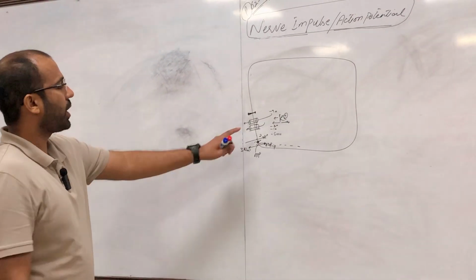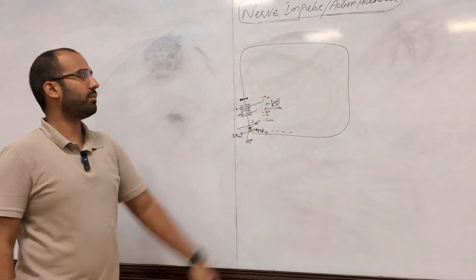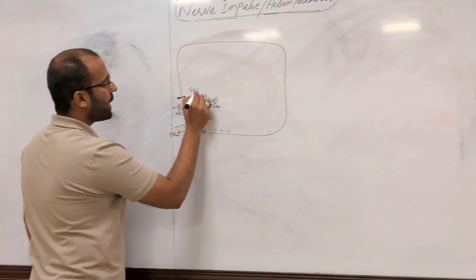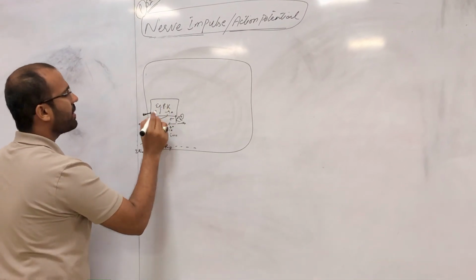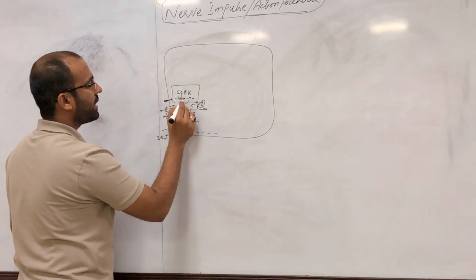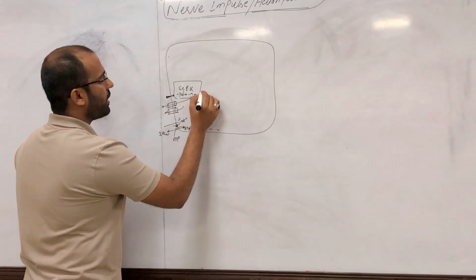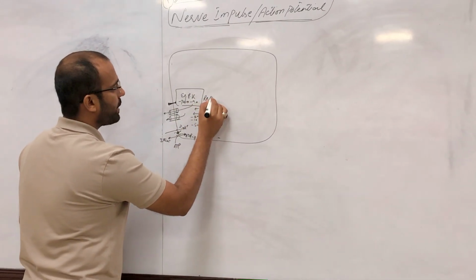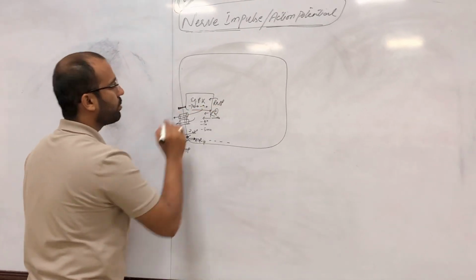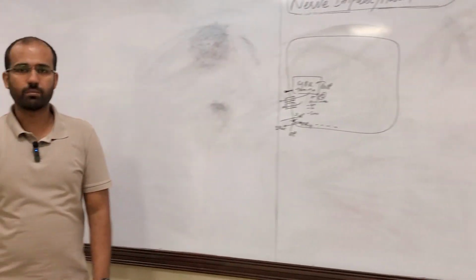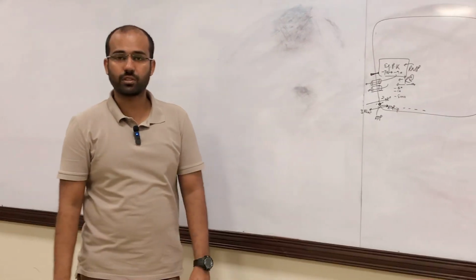So we can say the cell membrane achieved the equilibrium potential for the potassium, which is almost minus 70 to minus 90 depending on the cell type, and the RMP, resting membrane potential, is always near the equilibrium potential for the potassium. So this is what we discussed in the previous lecture.